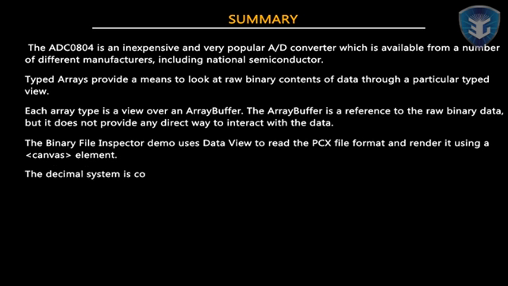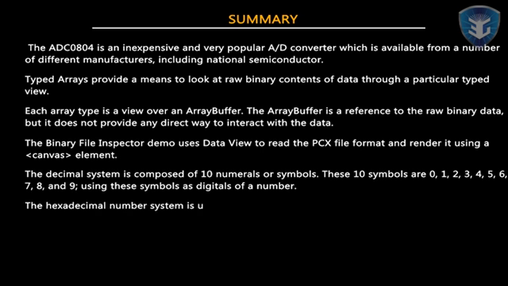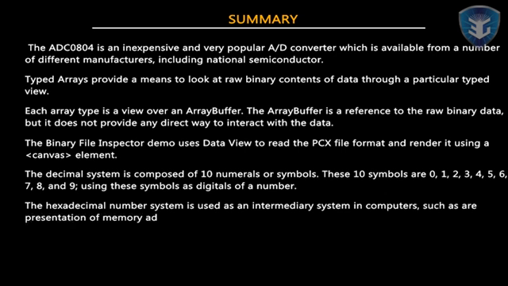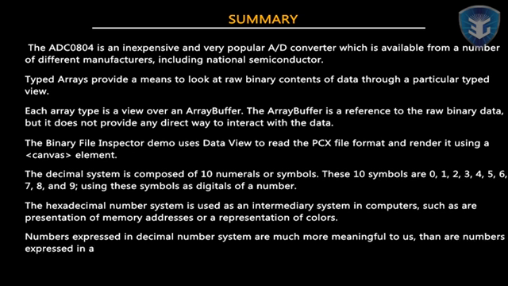The decimal system is composed of 10 numerals or symbols. These 10 symbols are 0, 1, 2, 3, 4, 5, 6, 7, 8 and 9, used as digits of a number. The hexadecimal number system is used as an intermediary system in computers, such as a representation of memory addresses or a representation of colors. Numbers expressed in the decimal number system are much more meaningful to us than are numbers expressed in any other number system.